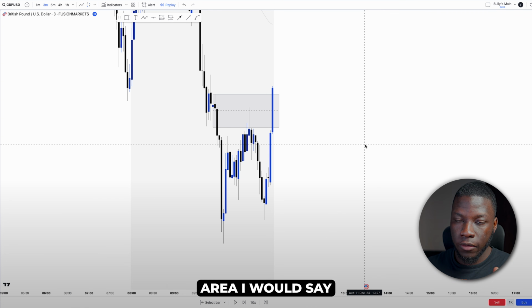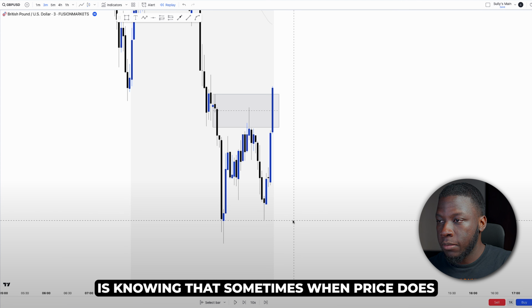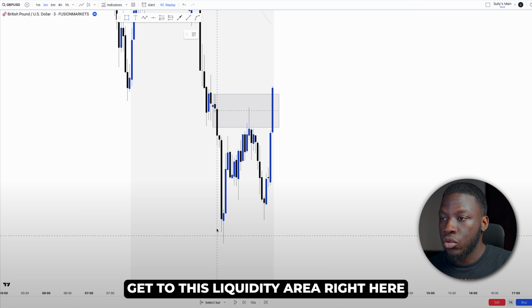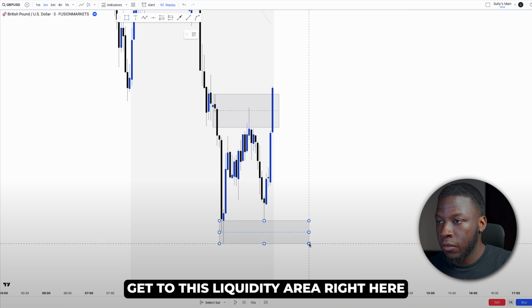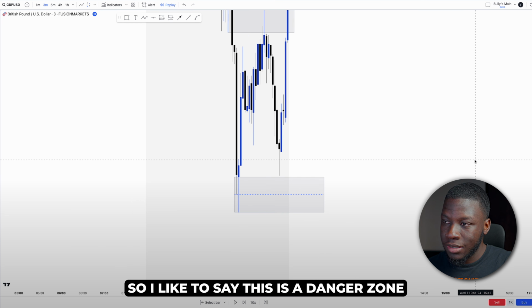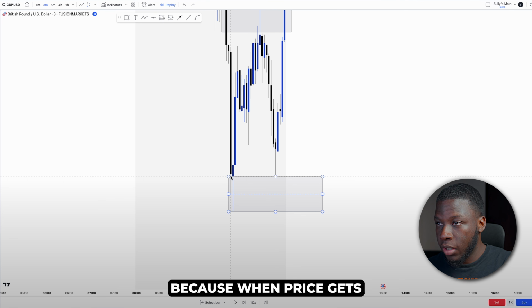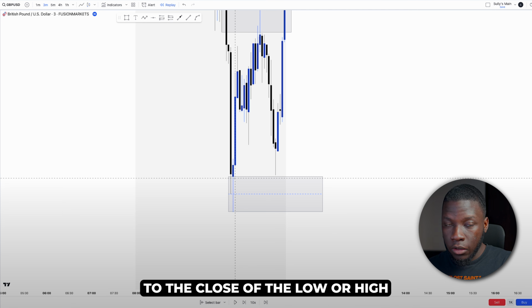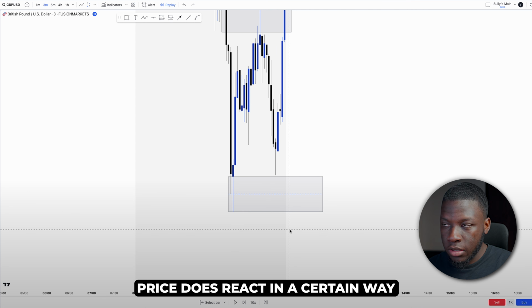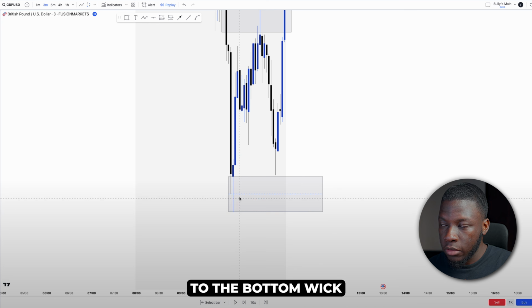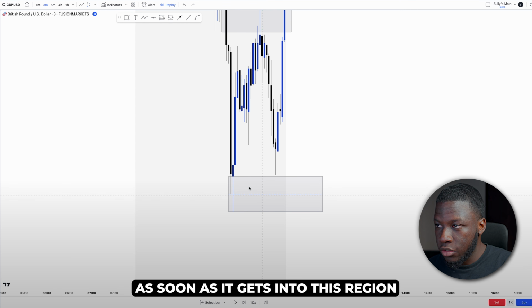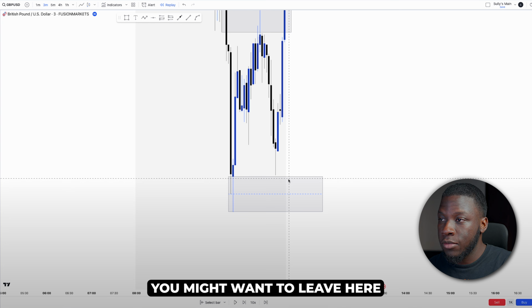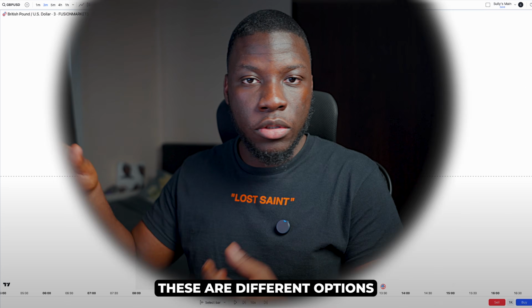Another danger zone area I would say is knowing that sometimes when price does get to this liquidity area right here, I like to say this is a danger zone, because when price gets to the close of the low or high, price does react in a certain way. It doesn't have to get all the way to the bottom wick. As soon as it gets into this region right here, price does react. So sometimes you might want to leave here. These are different options that you guys can use.